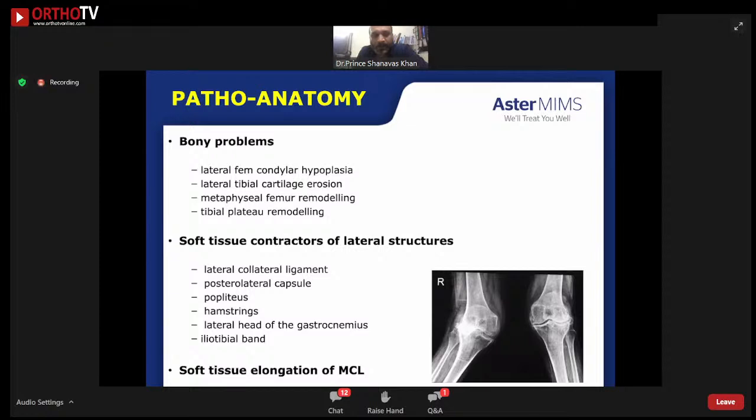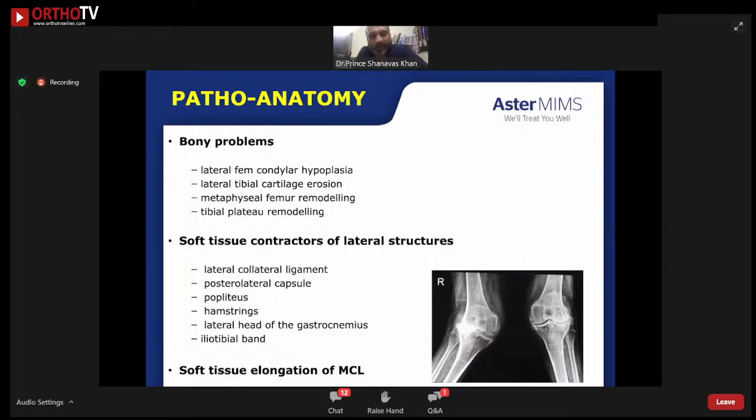There is lateral tibial plateau remodeling. So we know that in a valgus knee, the medial structures are contracted and the lateral structures are stretched out. It's just opposite. Here the medial structures, the MCL, is lax, stretched out, but the lateral structures, there are a lot of structures on the lateral side.